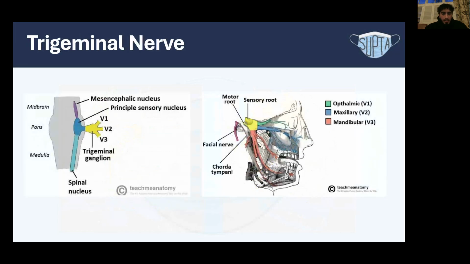Again, a bit more anatomy. I know it can be quite a lot, but I do think it is quite important. We'll be looking at the trigeminal nerve now.